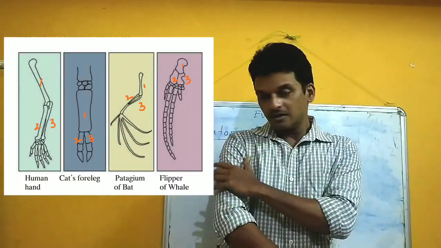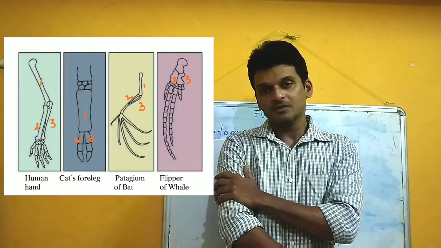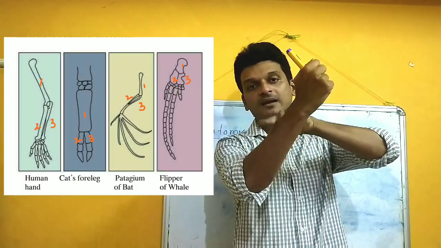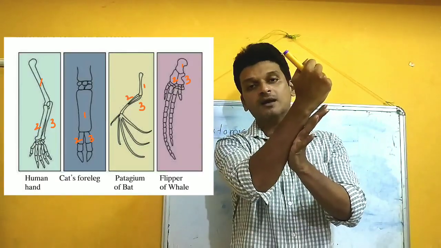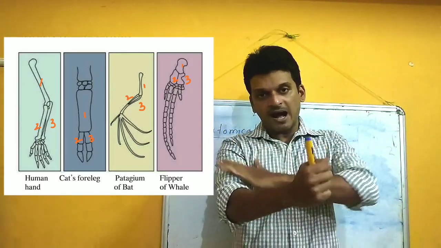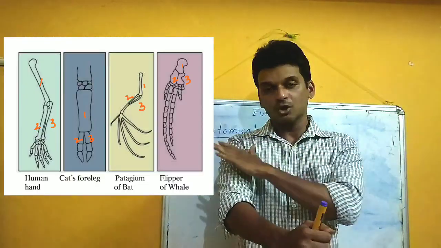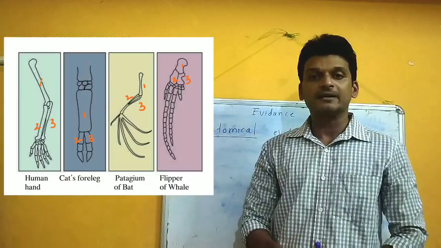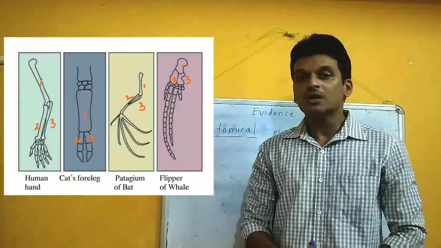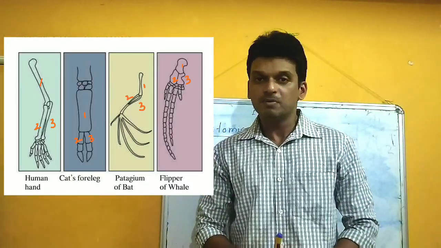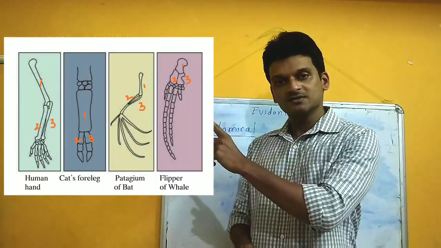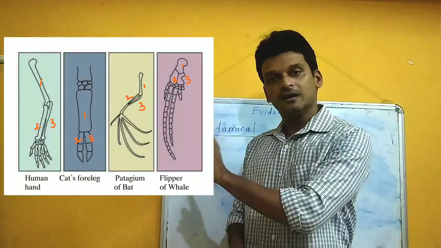In the human arm, the bone that is present in my arm is called the humerus. Here, this bone is called the radius, and this bone is called the ulna. That means my arm is made up of three major bones: humerus, radius, ulna. Now look at the second diagram. In the second diagram also, there is a change in the shape, but still you can find these three bones. One humerus, and after that radius and ulna.